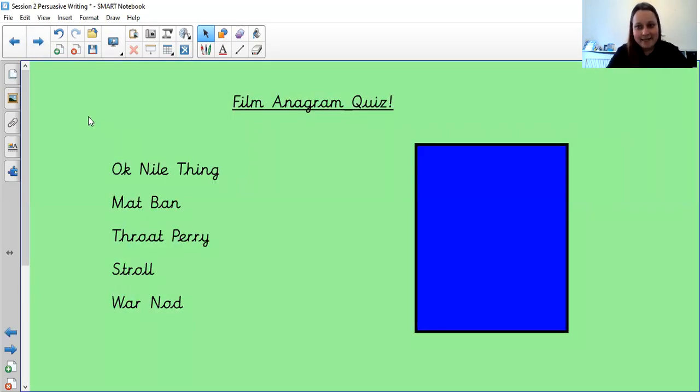So a little bit of fun again. Yesterday we had a quick quiz, didn't we, where we had some film characters and you had to guess the film. Well, I'm sticking with that theme. So these are films again, but they are anagrams of films. So can you move the letters around to work out what film is being shown in each of the anagrams? So you've got 5. So see how many you can get out of 5.